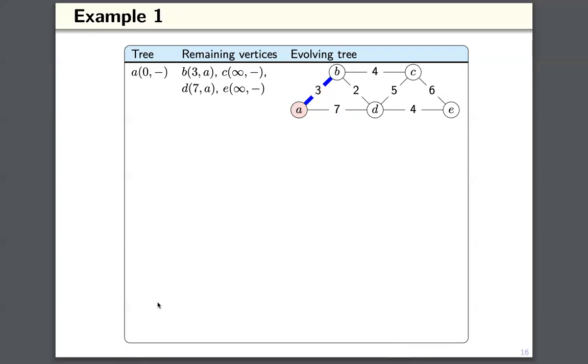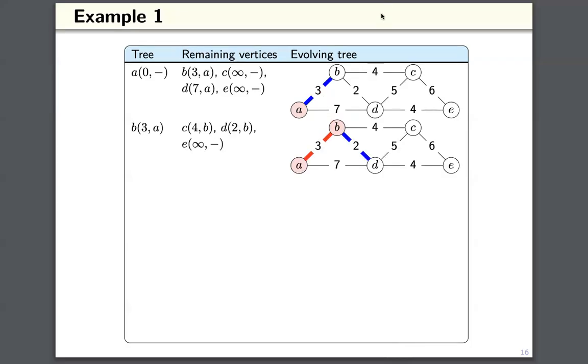Now let's move one step further. Does this make sense? See, now B is pulled into the tree. After one iteration, A was in the tree, and now B is also in the tree. Once B is in the tree, you will need to update the edges. Now let's think about it. B was pulled in.